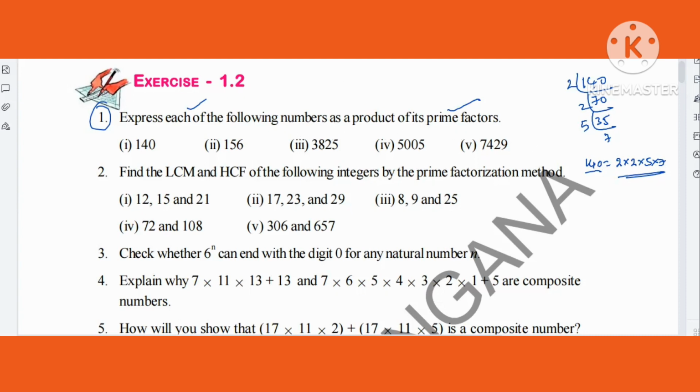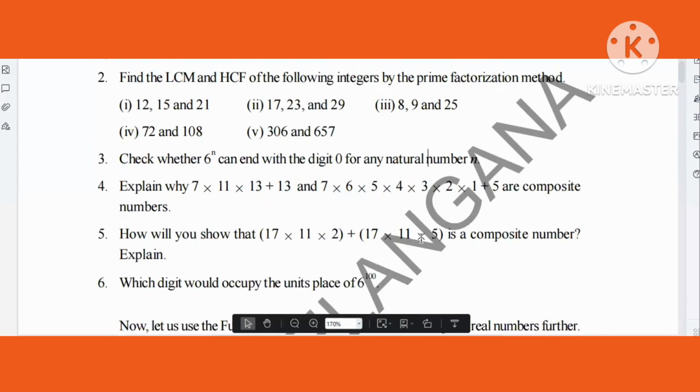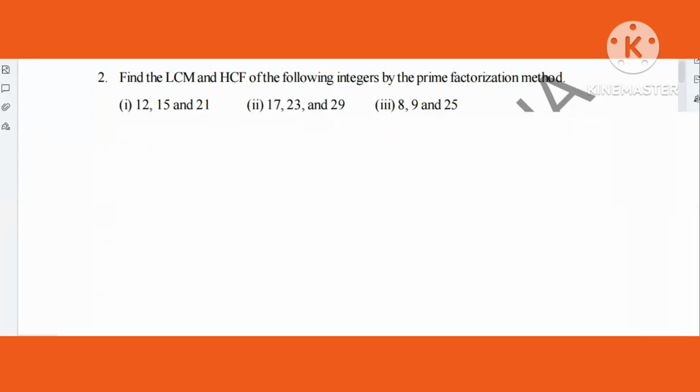And also, if we go for the second question: find LCM and HCF of the following integers by the prime factorization method. You have been given 3 numbers also. In the example we discussed only 2 numbers. So I will explain the first problem, which is with 3 numbers, and you can do the remaining ones.